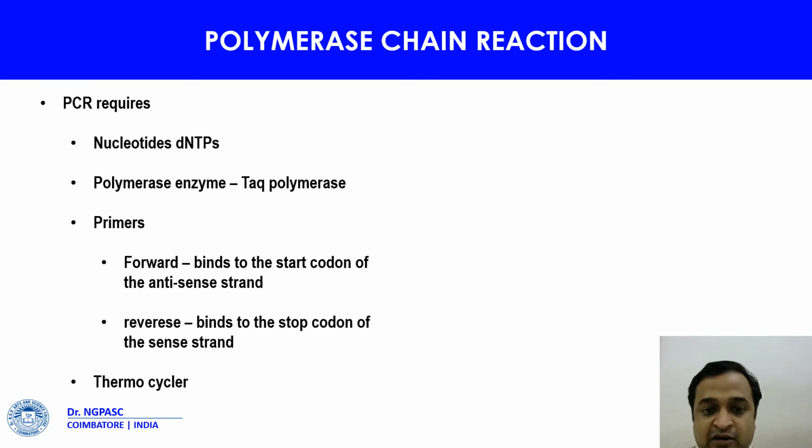So to have an idea of what Sanger's method is, we need to have an idea of the PCR process. PCR is nothing but a process through which we amplify a specific region of a DNA. For a PCR to happen, we need the nucleotides, the polymerase enzyme, which is the Taq polymerase, the forward and reverse primers, and the thermocycler.